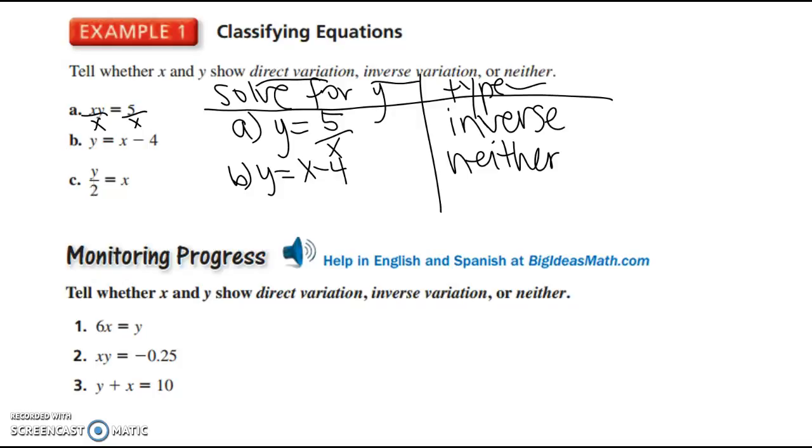And for part C, I'm going to multiply both sides by 2 to get y equals 2x. So what do you think this will be? Yeah, this would be direct variation.